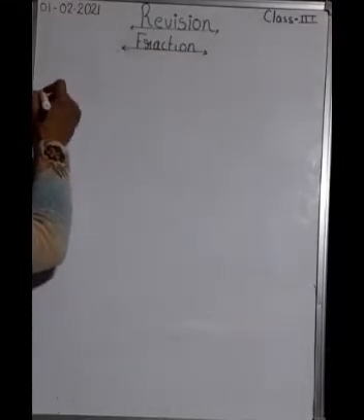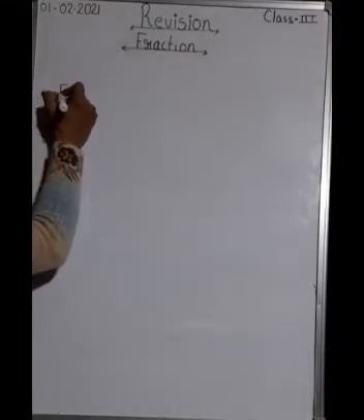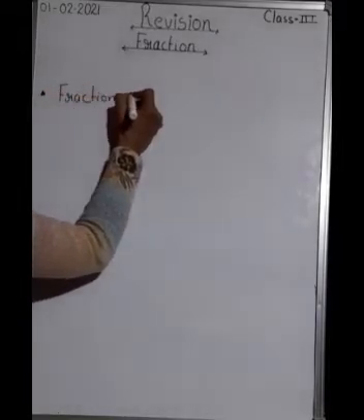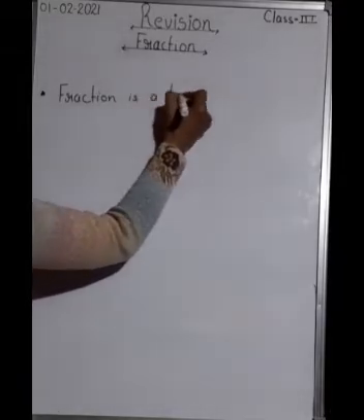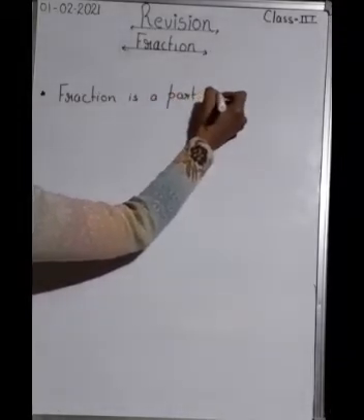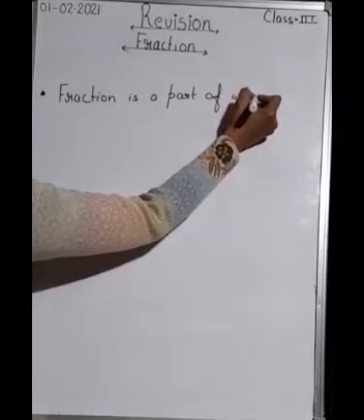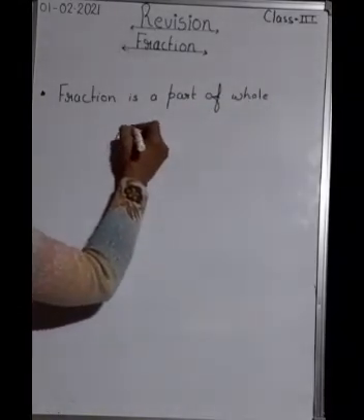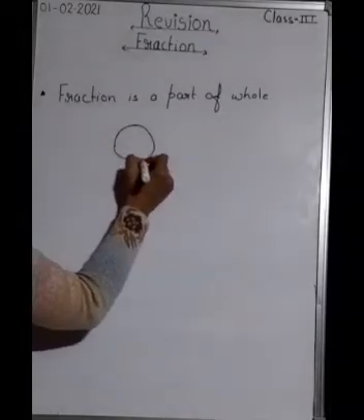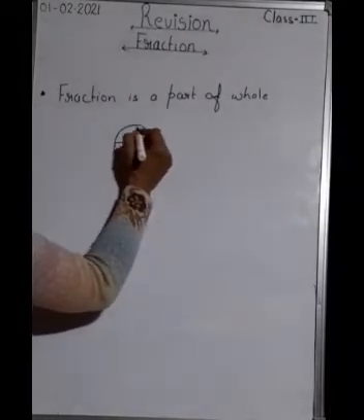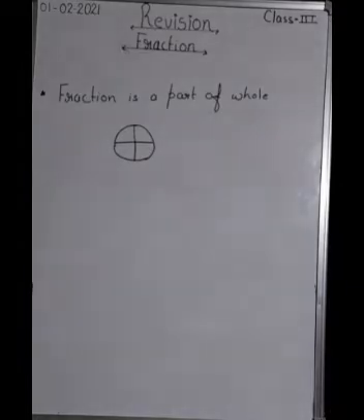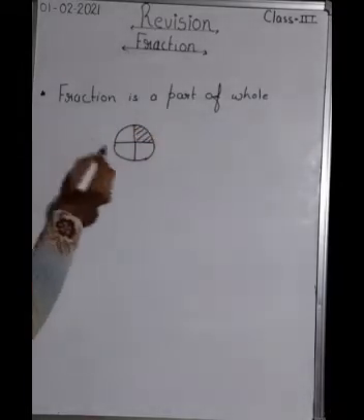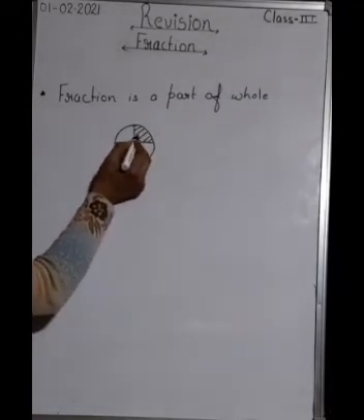So I told you, what is a fraction? Fraction is a part of whole. Okay, now what does this line mean? Suppose I'm having a circle, and I divide it into 3 equal or 4 equal parts, and I've shaded one part of it. Clear? Now, how many total parts is this circle having?